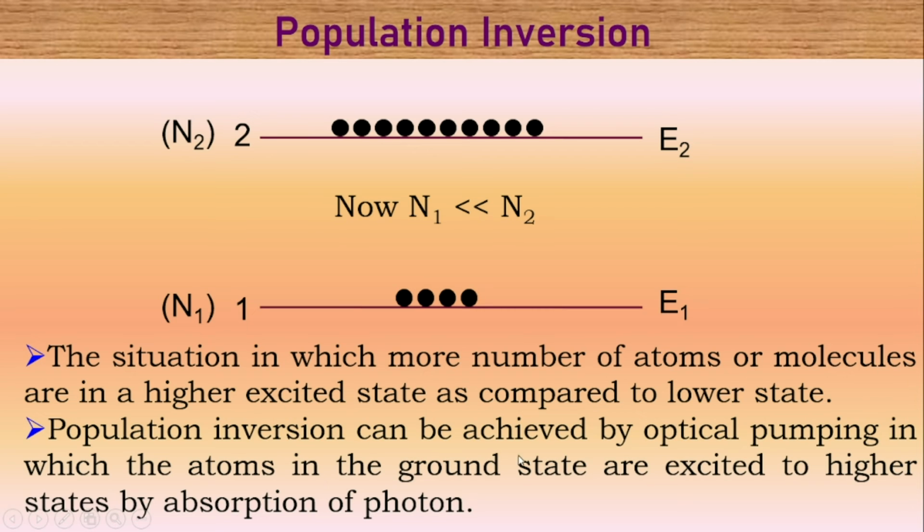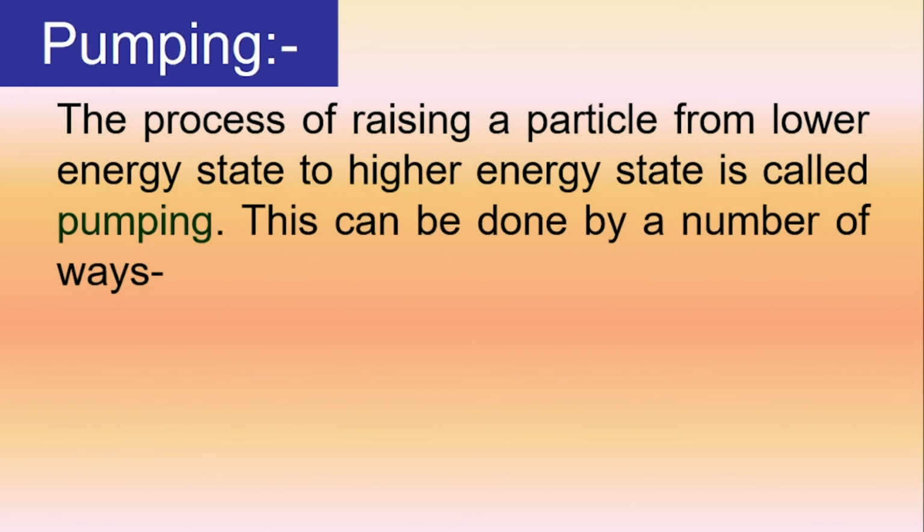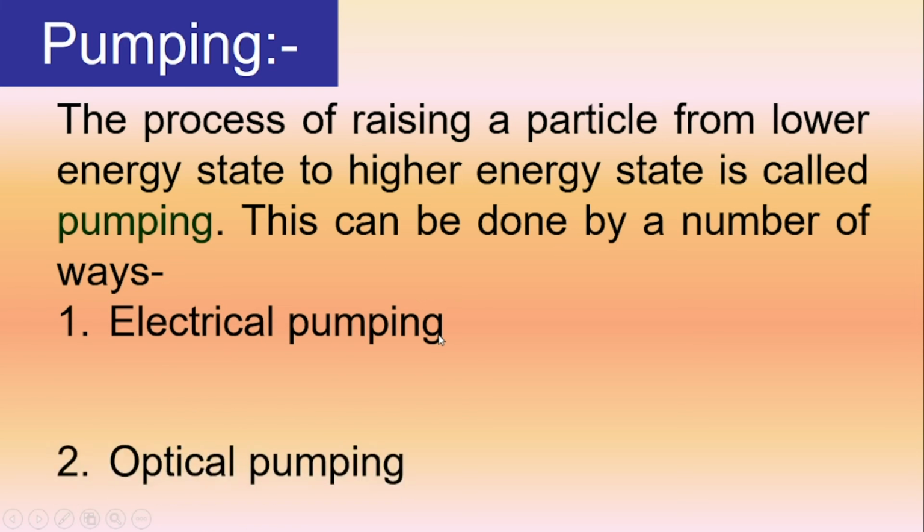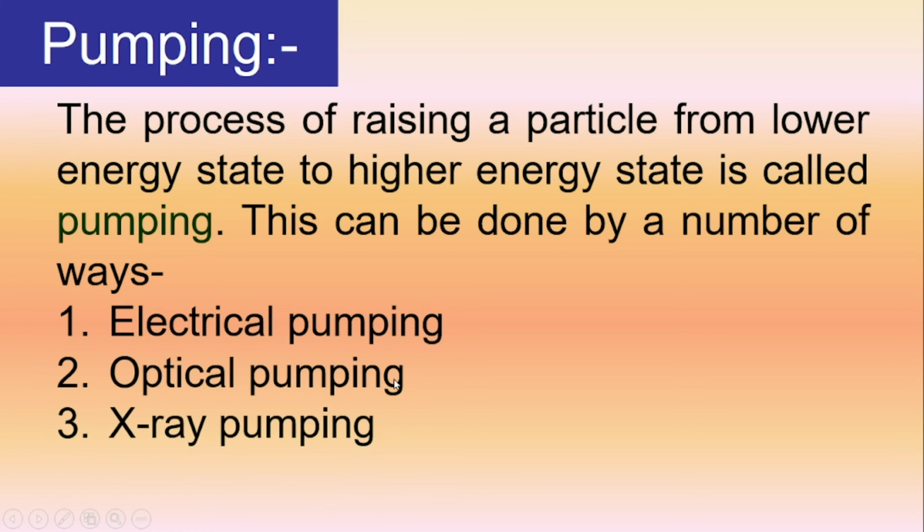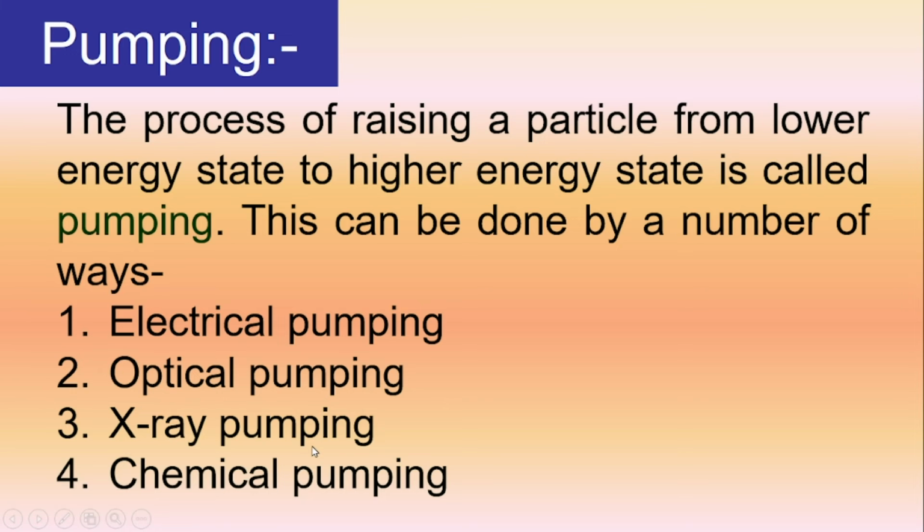Population inversion can be achieved by optical pumping, in which the atoms in the ground state are excited to higher states by absorption of photons. Let us see about pumping. The process of raising a particle from a lower energy state to a higher energy state is called pumping, and pumping can be done in many ways, like electrical pumping, optical pumping, X-ray pumping, and chemical pumping.